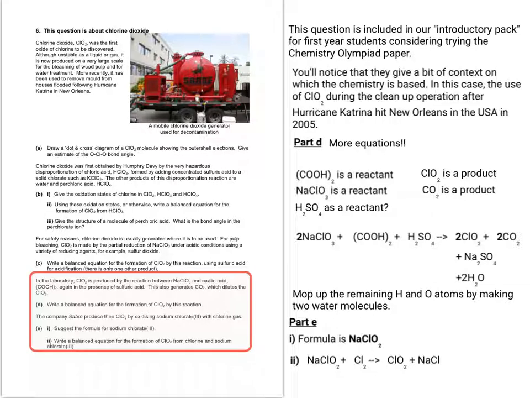So ClO2 and ClO2 can stay the same either side. There's 2 chlorines in the chlorine gas, which would give us 2 NaCl, and for that to work you'd have to have 2 NaClO2. So now you have 2 ClO2s on the left and 1 on the right, so you can just double up the one on the right. And that's us done.